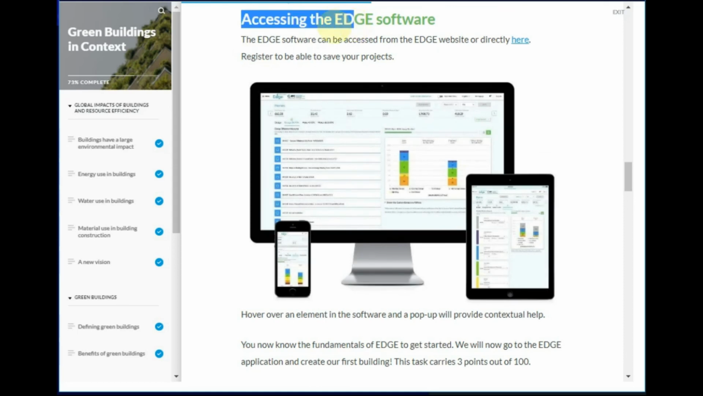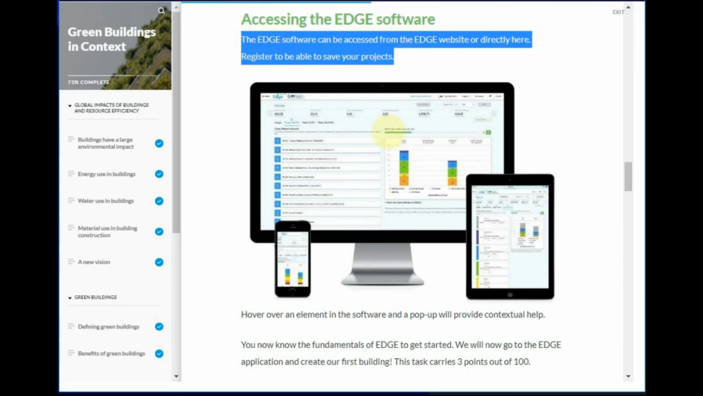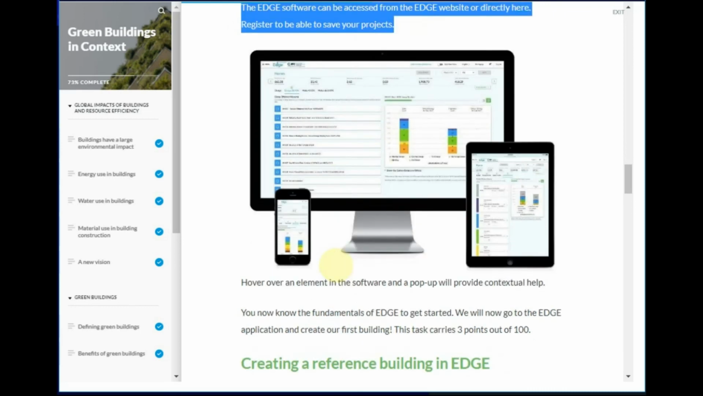You now know the fundamentals of EDGE to get started. We will now go to the EDGE application and create our first building. This task carries 3 points out of 100.